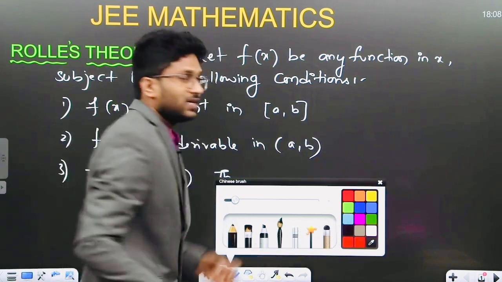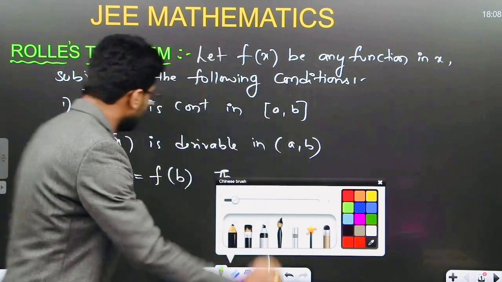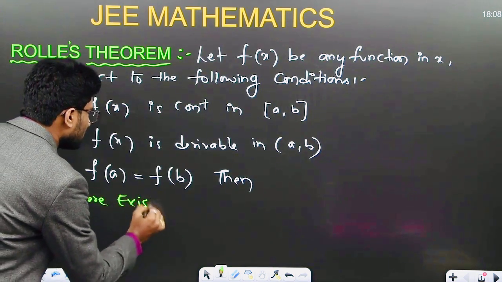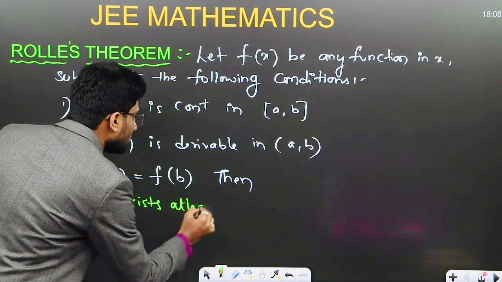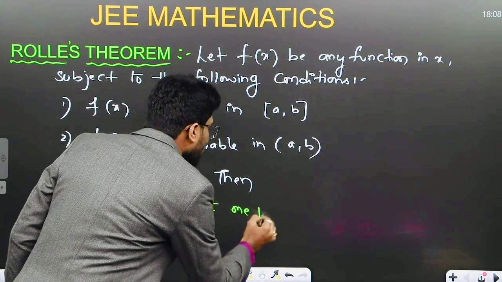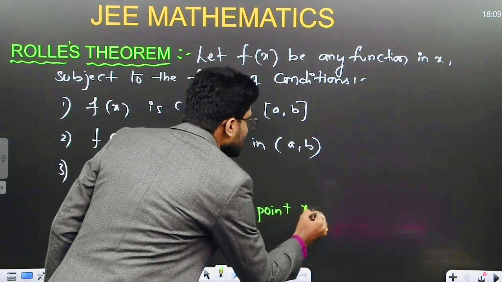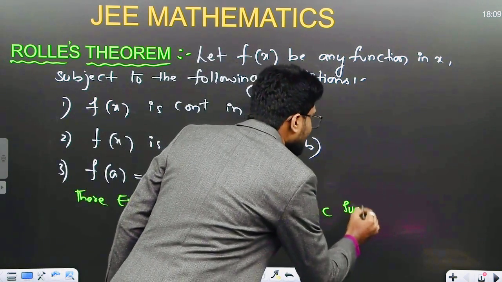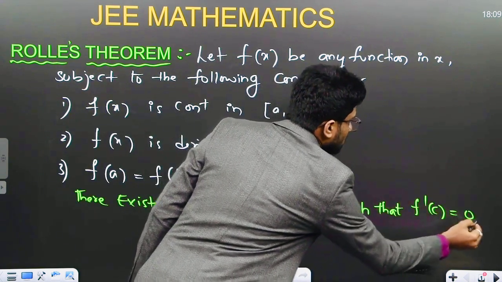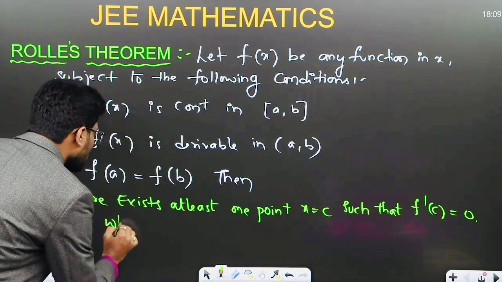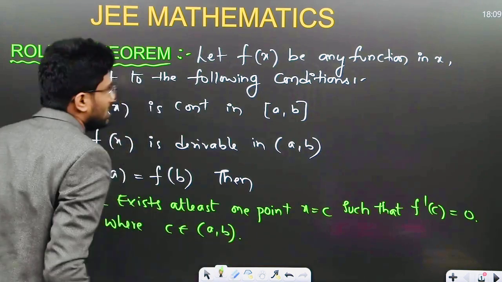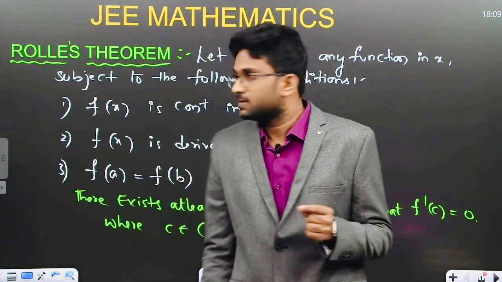Then the most important thing is, there exists at least one point x is equals to c such that f dash c is equals to 0. And what is this c? Where c belongs to open a comma b. This is the beauty of Rolle's theorem, my dear friends.